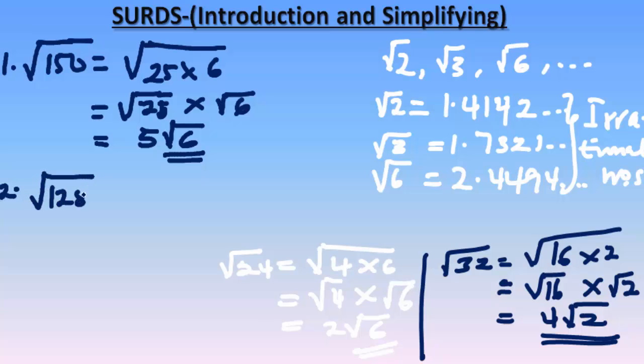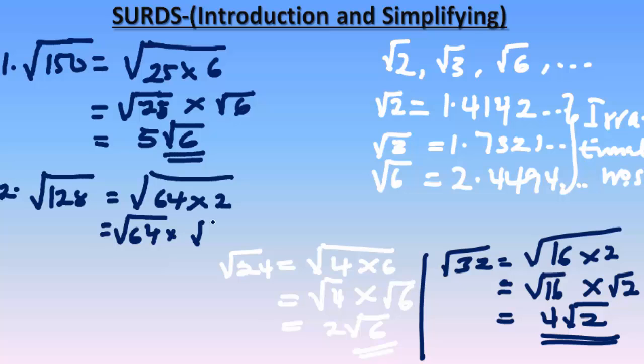Another example, root of 128. Now 128 can be expressed as two factors, where one is a perfect square. So we have 64 multiplied by 2, which will give us 128. In this case we split them: root of 64 multiplied by root of 2. Now taking the positive square root of 64, we have 8. So we have 8 multiplied by root of 2. So 8 root 2 is the least form or the basic form of root 128.